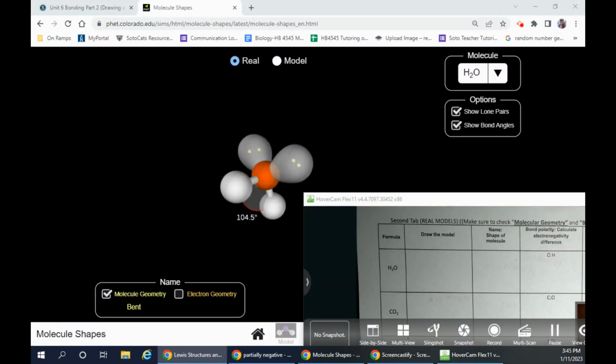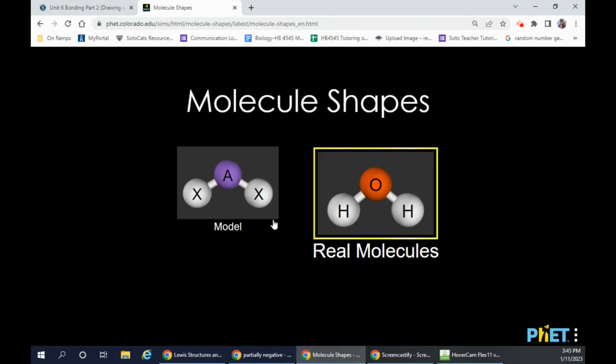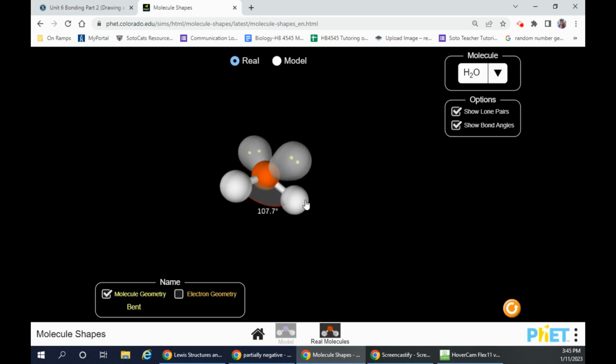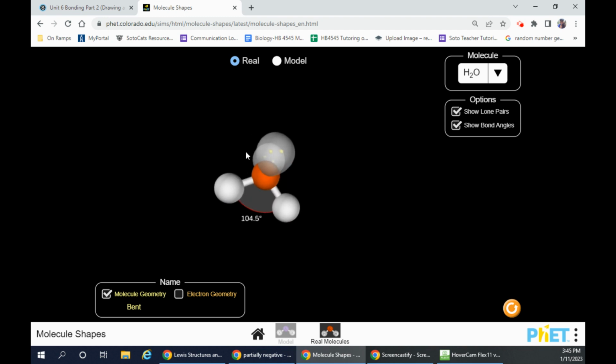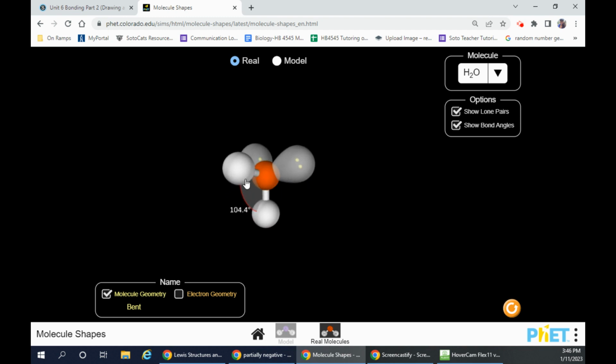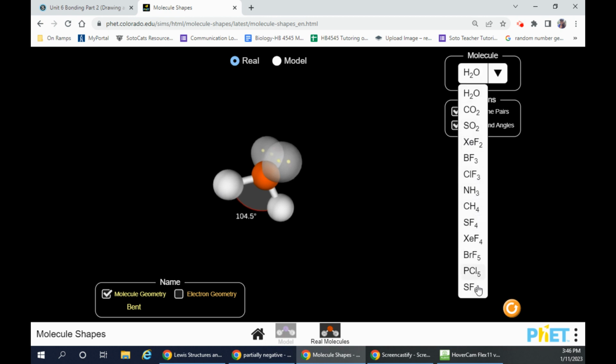The first one that we've got is water. On your simulation, as soon as you open it, this is what we were on yesterday to do numbers 1 through 6. Go ahead and push on real molecules. You should have this one on your screen. Today is going to look more like this: you have a drop down, and this will show you all these different ones.